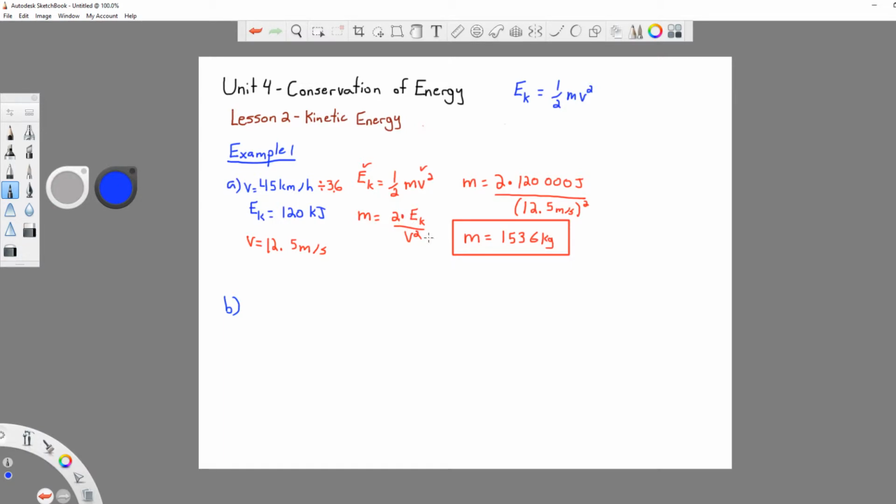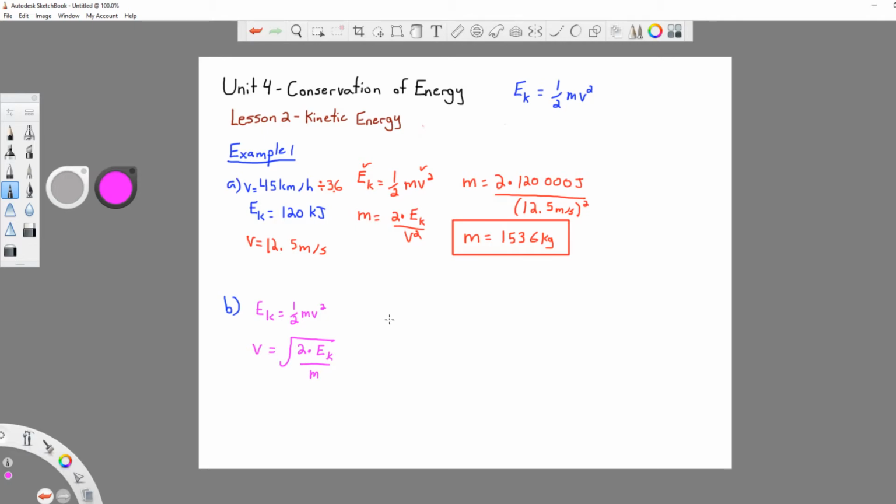How do we want to go about this? Let's rearrange our formula first. If we start with EK equals 1/2 mass velocity squared, and we're now looking for its final velocity, we rearrange this so that velocity is equal to the square root of 2 times kinetic energy over mass.